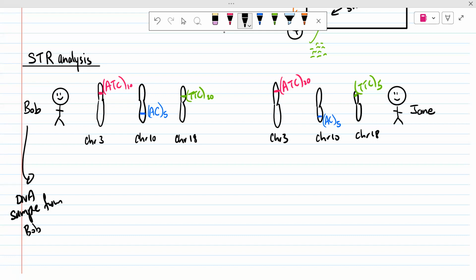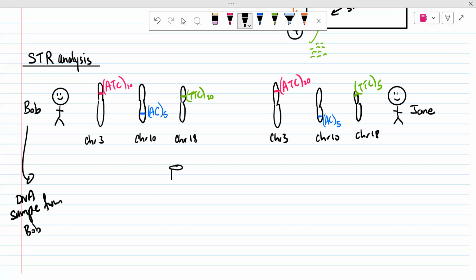So those primers will allow you to only copy these tandem repeats. So you will amplify this section. You will have a billion copies of this ATC repeated 10 times, a billion copies of this repeated 5 times. Everything else is not going to be amplified. Only these short tandem repeats.